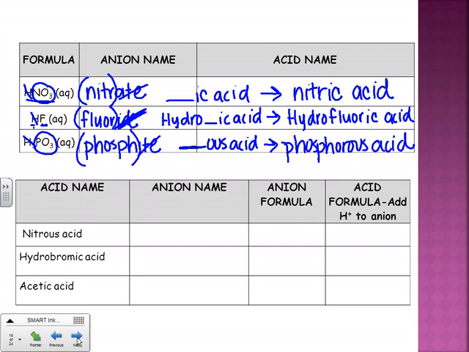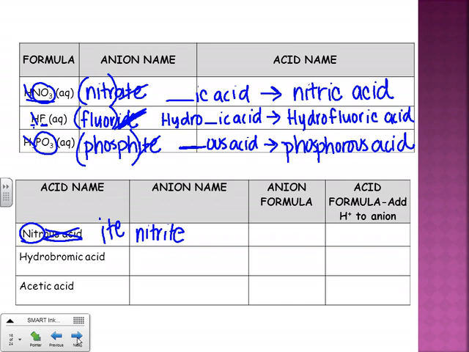All right, now let's go backwards. So if I'm giving you the name, you've got to figure out the formula. So how are we going to do this? So if I give you nitrous acid, I know OUS acid meant that it ended in ITE. Okay, so if you take off that right there and you add ITE to the stem of this, the anion name is nitrite.